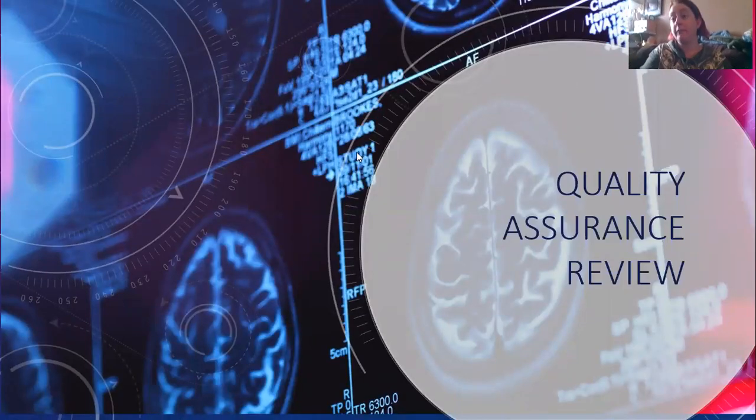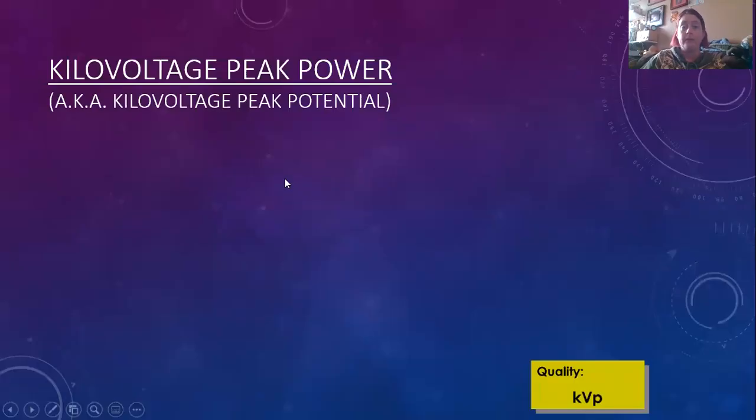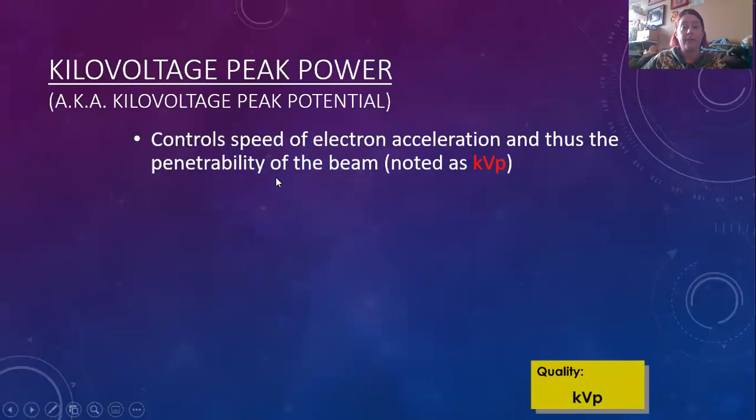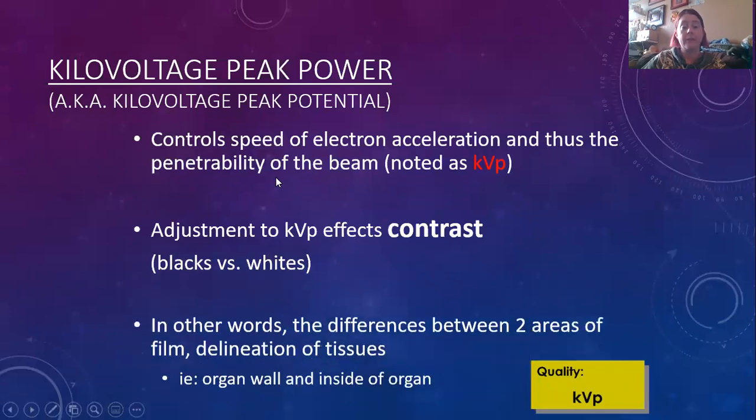Diagnostic imaging, review, quality assurance. So the important thing with quality assurance is that we are trying to take radiographs that will be diagnosable for the veterinarian. They shouldn't have to struggle to see the body parts or the conditions that are going on. The first one that we need to focus on, the first piece of quality assurance, is kilovoltage peak potential, or KVP.